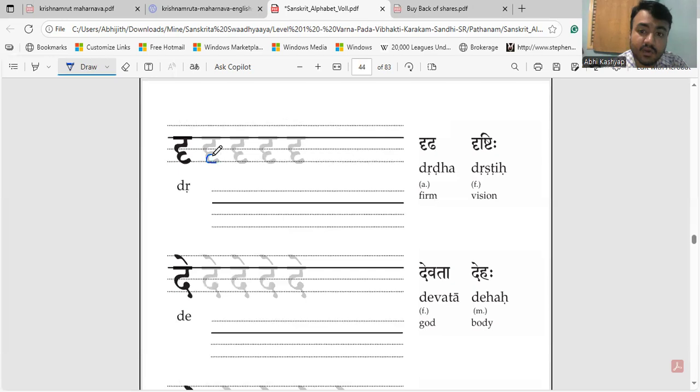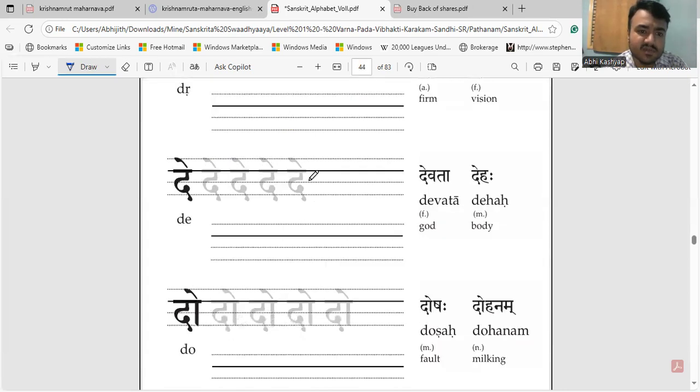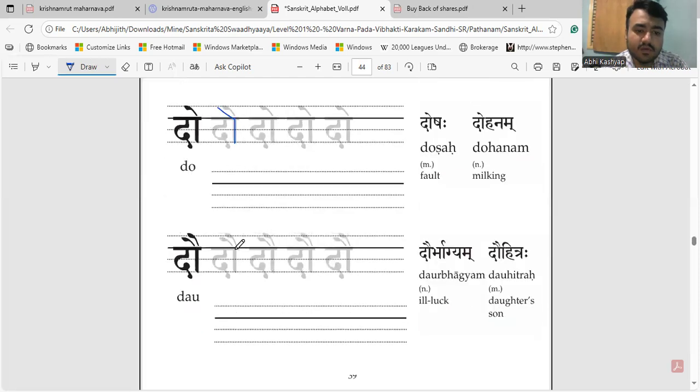Here the roll up is missed out, because it is difficult if I do the roll up and then this. It looks like it is getting a rakara. So therefore we eliminate this when we are doing rakara for da. So we do this for dr, dr. Just a small, upside-down three. Then dai, do, dau.